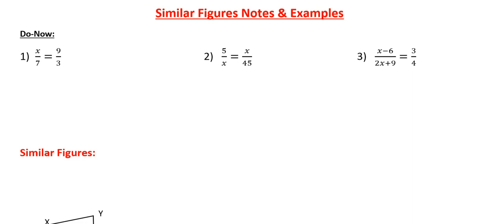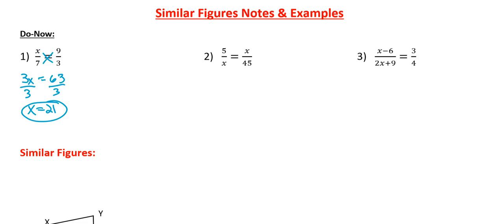To solve proportions, again, we essentially are just going to cross multiply at all times. So, we're just going to cross multiply here. We'll end up with 3x equals 9 times 7, which is 63. And then we would divide both sides by 3, and we get x equals 21. Hopefully that's relatively easy for you guys. Moving on to the second one.